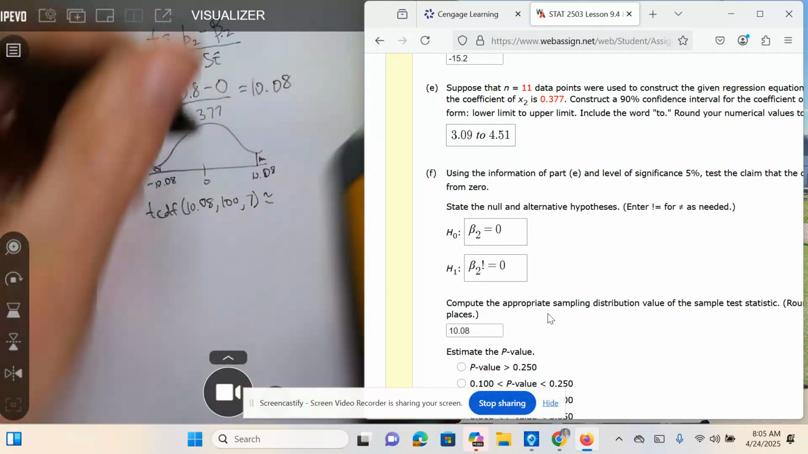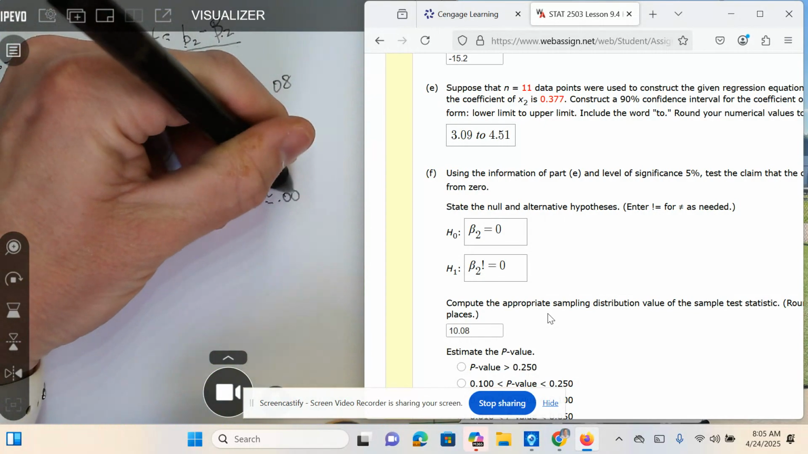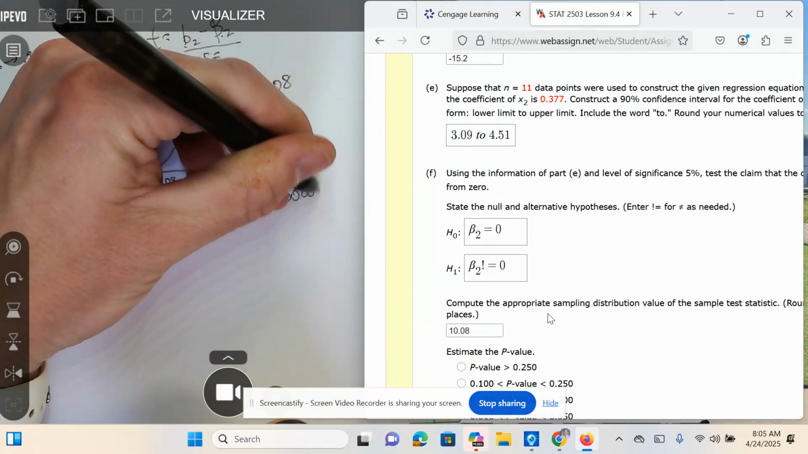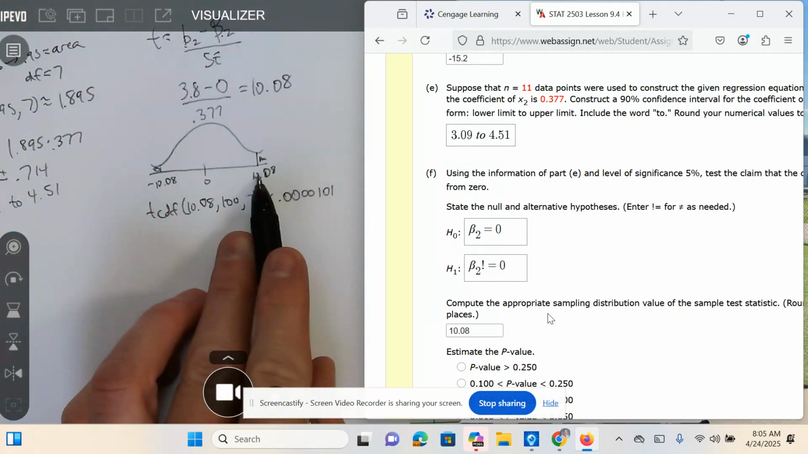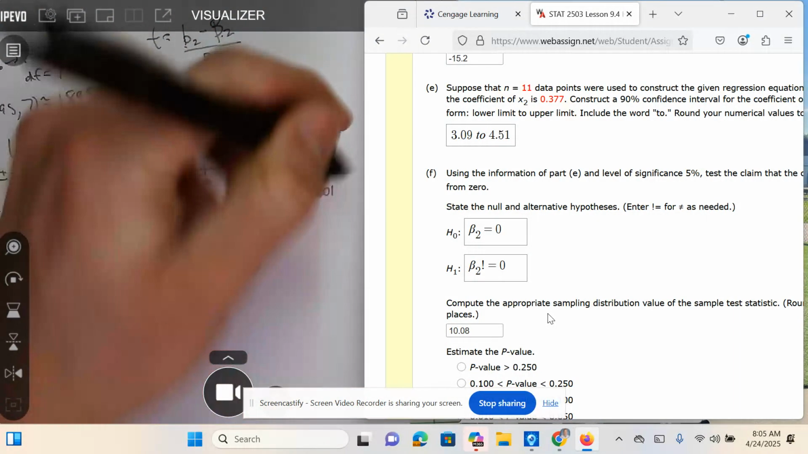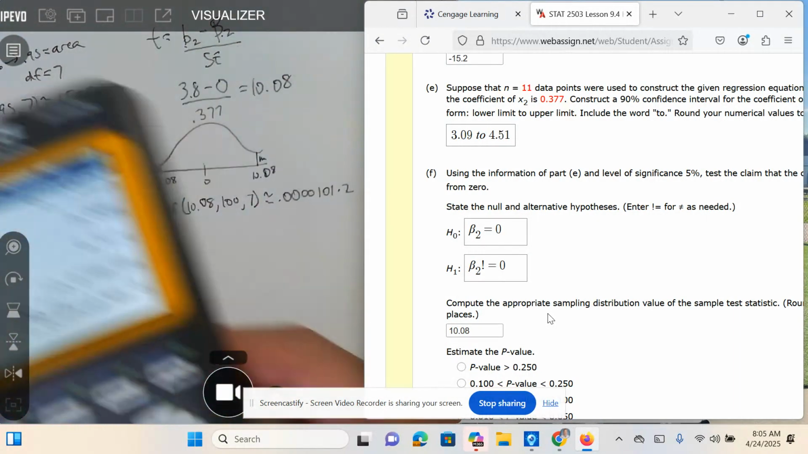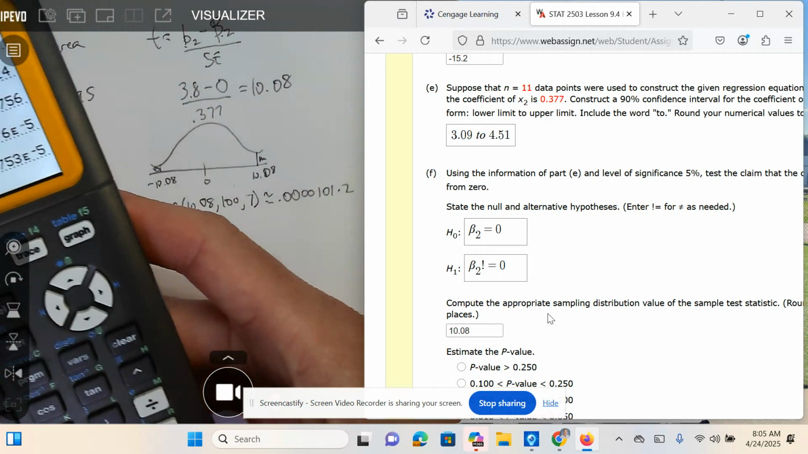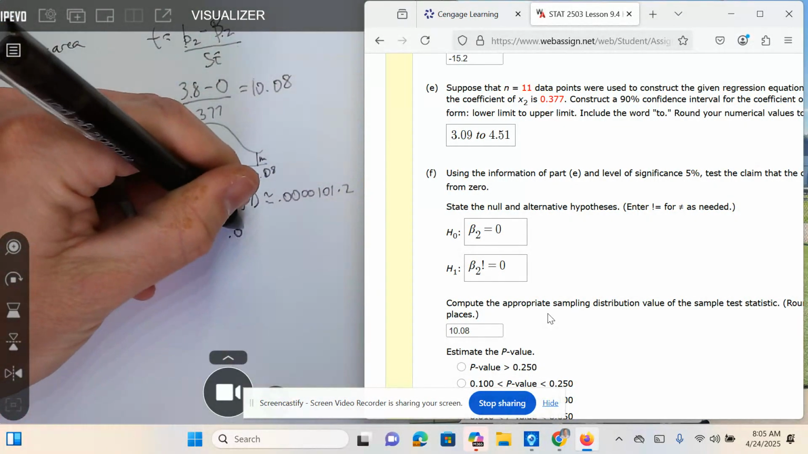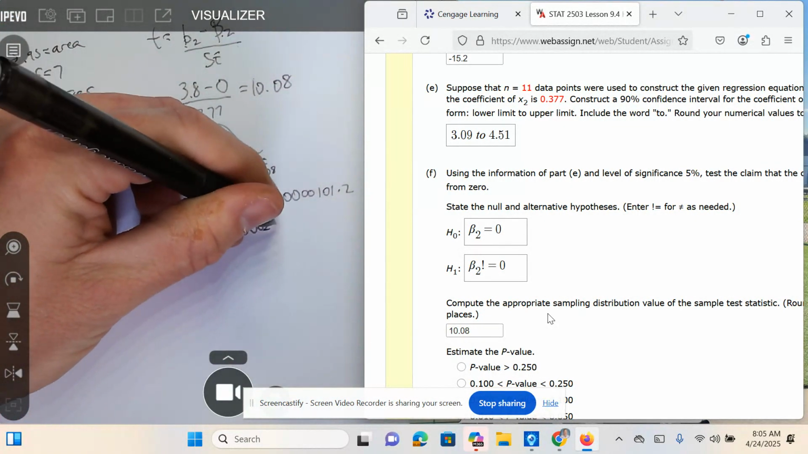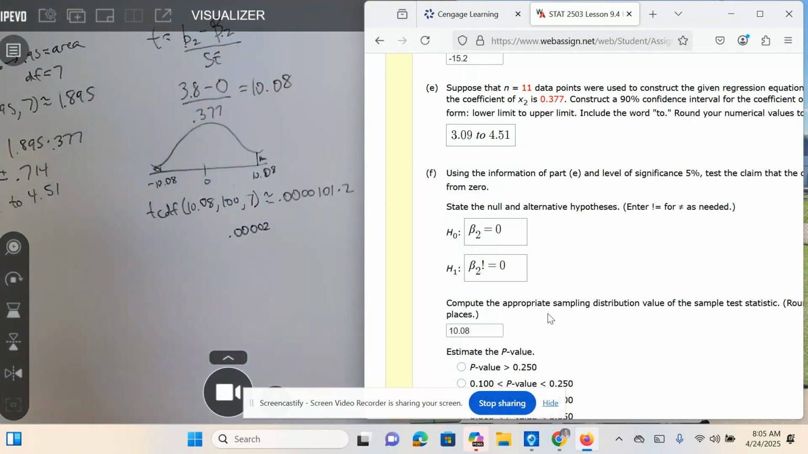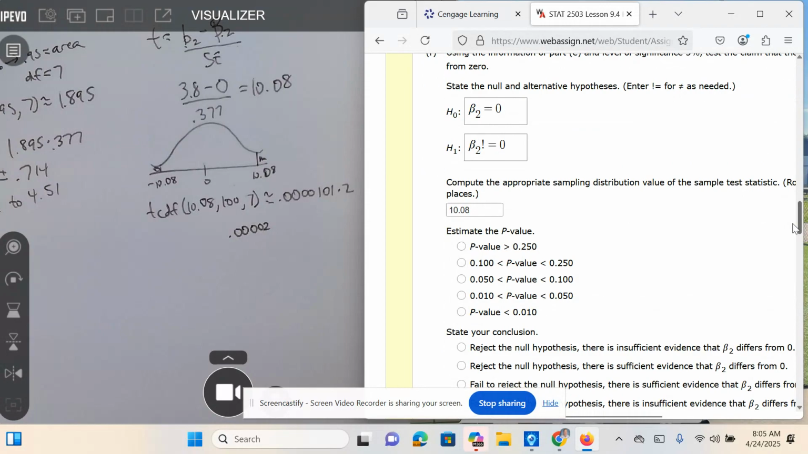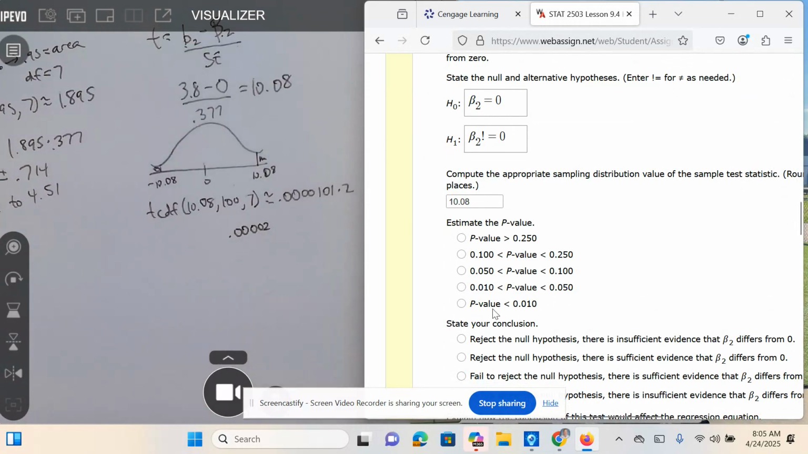Now, what I'm going to do with this, I'm going to move this over. Basically, I move it over 5, so 4 zeros, 1. I'm going to have to multiply this by 2 because I have the same area over there. So I multiply this by 2, and I get 0.00002. Okay, so that's a really small p-value. We get the point. It's going to be less than 0.01.